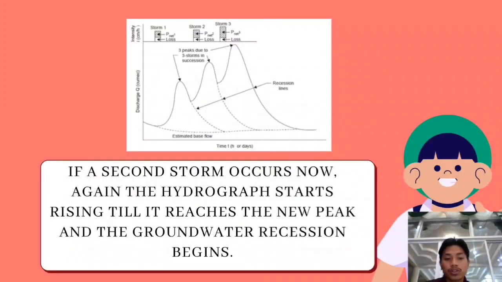So if a second storm occurs now, again the hydrograph starts rising till it reaches the new peak and the groundwater recession begins. So as you can see here in the figure, the x-axis is the time and the y-axis is the discharge intensity. In this graph, this is storm 1, this is storm 2, and this is also storm 3. As you can see here, this broken line is the estimated base flow. So that's all.